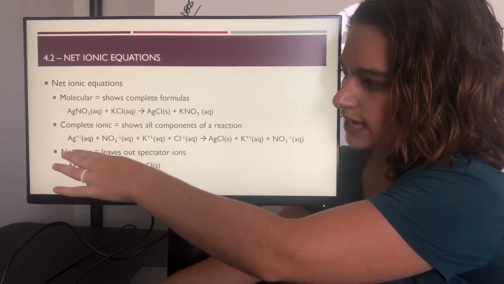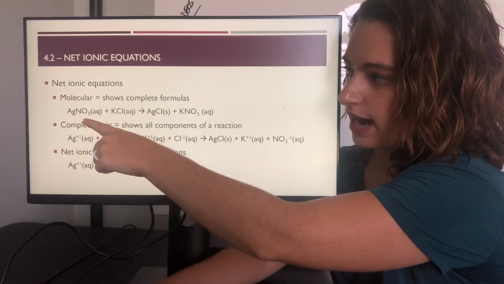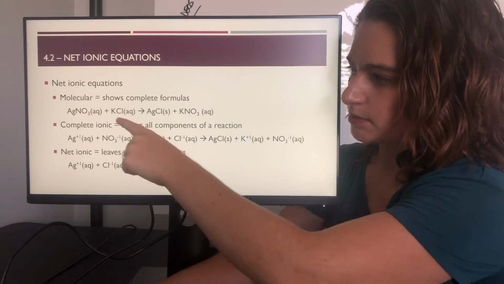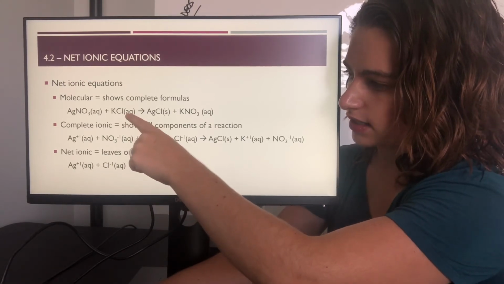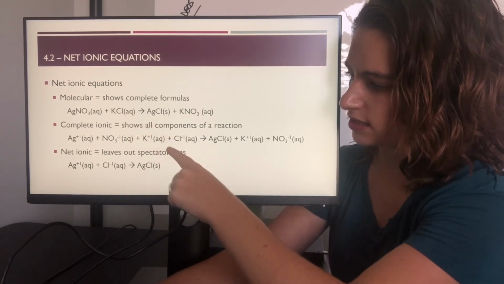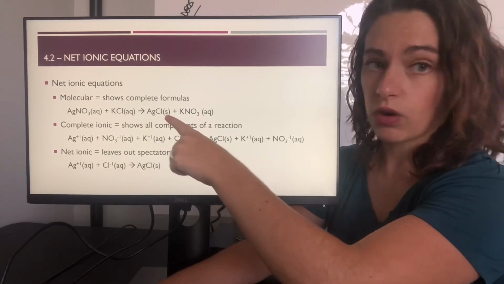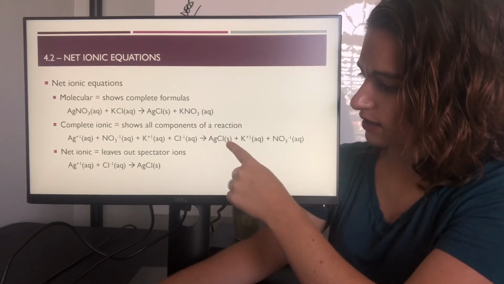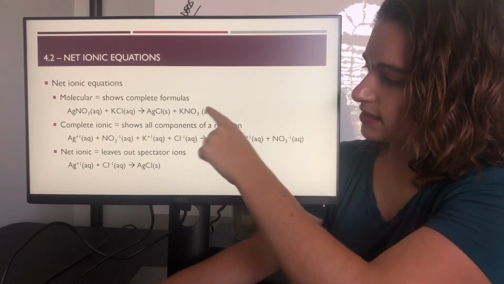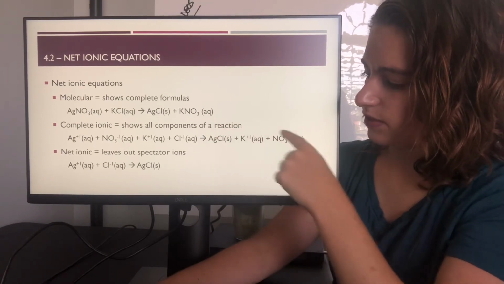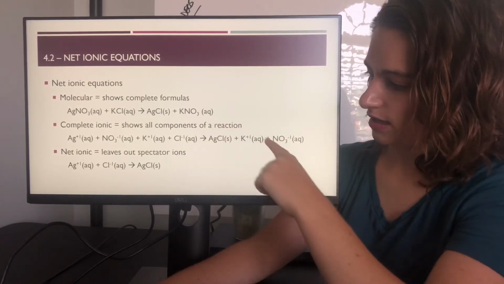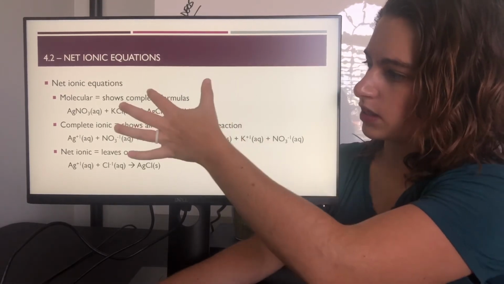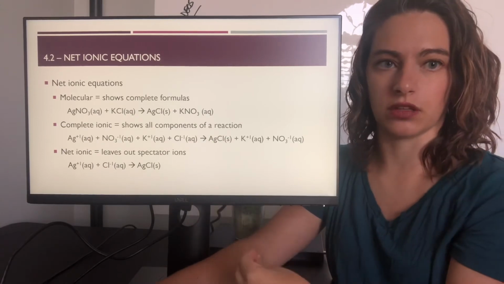So silver nitrate's aqueous, so it's not actually together as silver nitrate. It's split into its silver and nitrate ions. Potassium chloride isn't actually a solid, it's aqueous, so it's split into its potassium and chloride ions. Silver chloride's a solid, so it's going to stay bonded, connected together. So we leave that together because it's a solid. And then potassium nitrate, since it's aqueous, it's going to be dissolved in water, so it's not actually going to be connected. It's going to be split apart into its potassium and its nitrate ions. So we get from molecular to complete ionic based on those solubility rules.